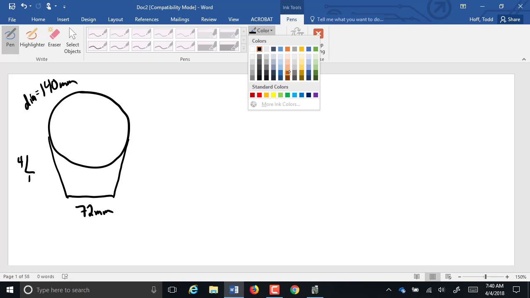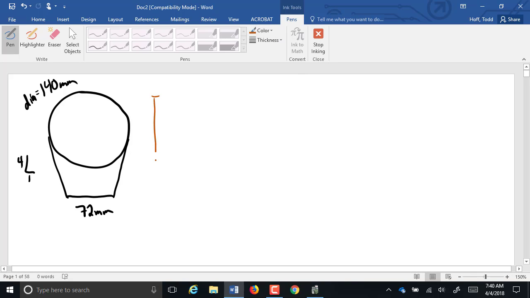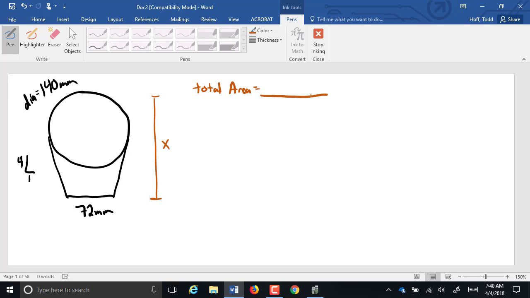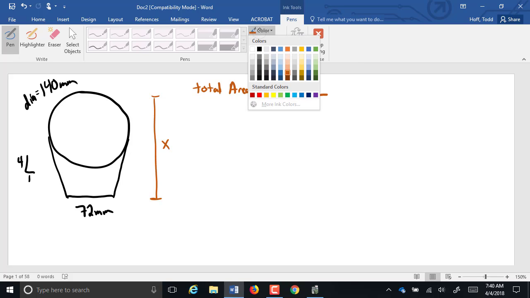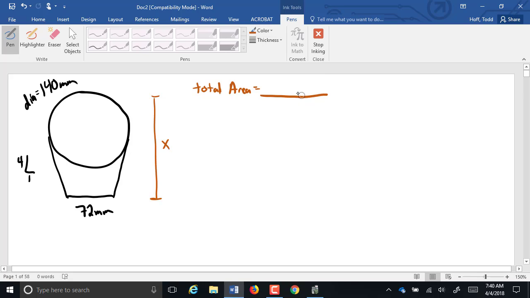So in this problem, what I want to find is the overall height and the total area. How would I go about doing that? Any ideas?